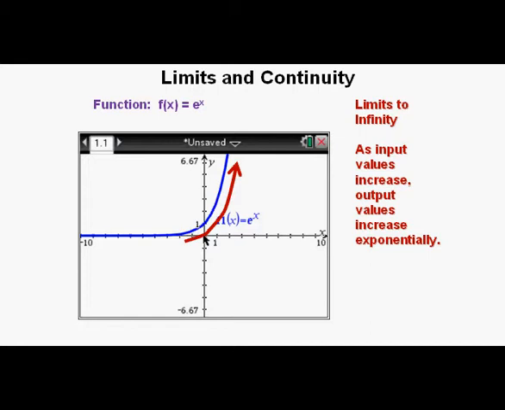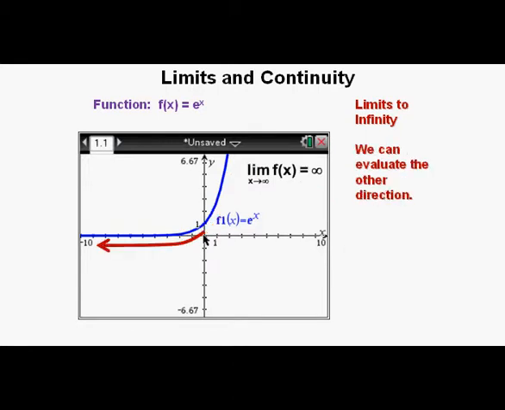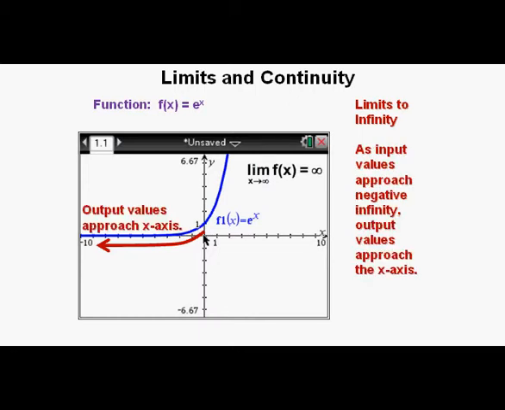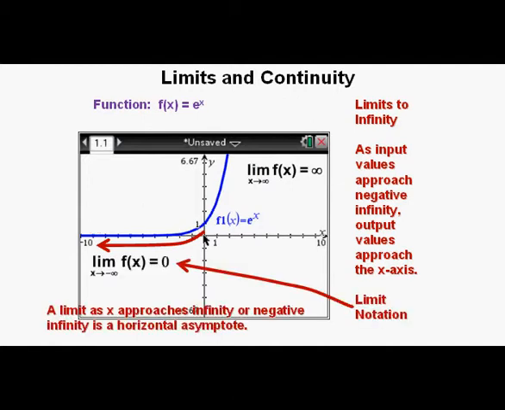And we were introduced to the limit notation, which is the limit as x goes to infinity of f(x) is equal to infinity. And we can also check out the limit in the other direction as x approaches negative infinity. As x goes toward negative infinity, the output values approach the x-axis. And here's the limit notation. We say that the limit as x approaches negative infinity of f(x) equals 0. The function value never does actually touch 0, but its limit is 0. Another way of saying this is that f(x) has a horizontal asymptote of y = 0.